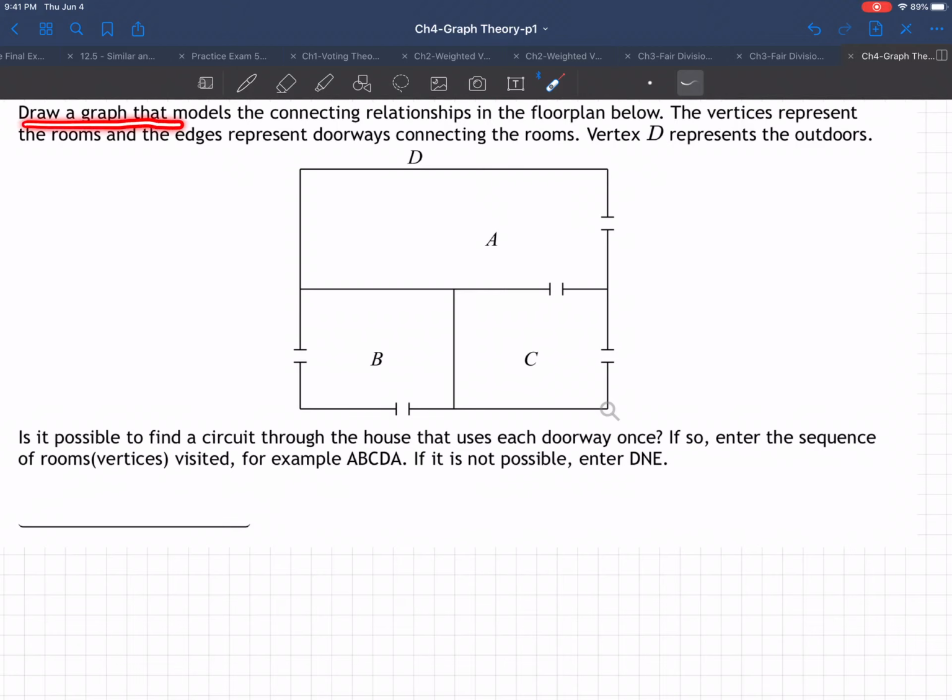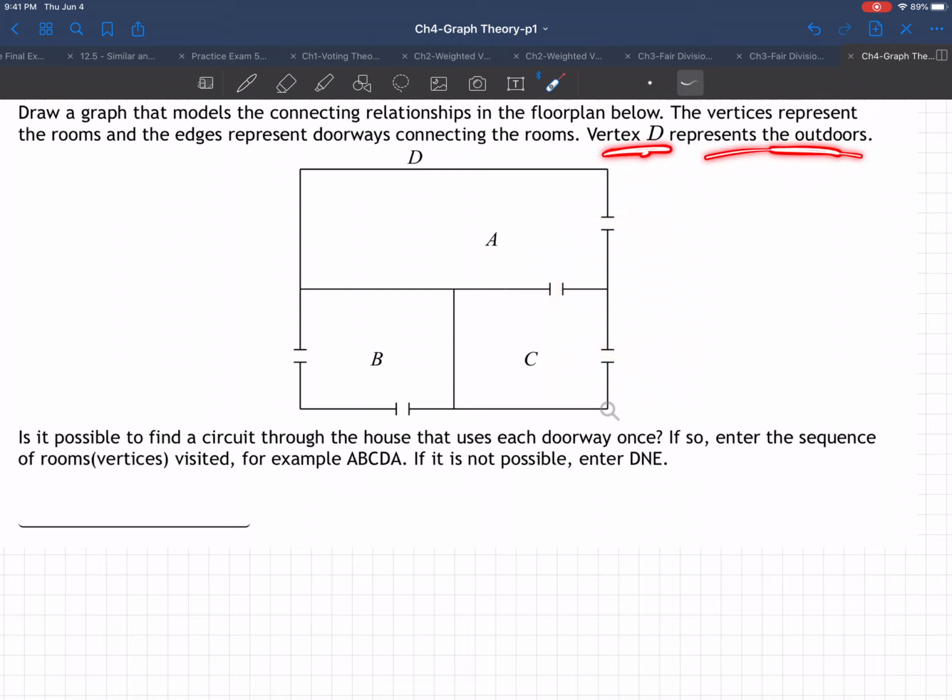Draw a graph that models the connecting relationships in the floor plan below. So here we have a floor plan for a house. The vertices represent the rooms. So this is a room, this is a room, this is a room. And the edges represent doorways. So there's a doorway, doorway, doorway, doorway, doorway, connecting the rooms.